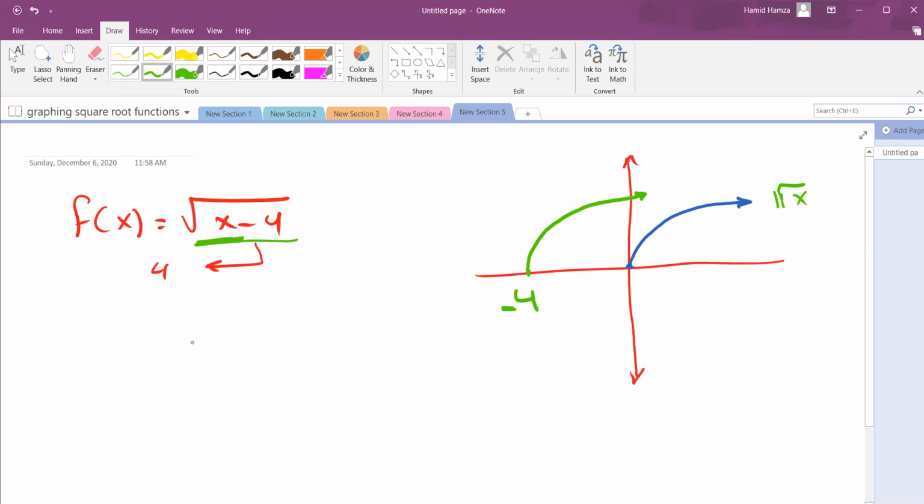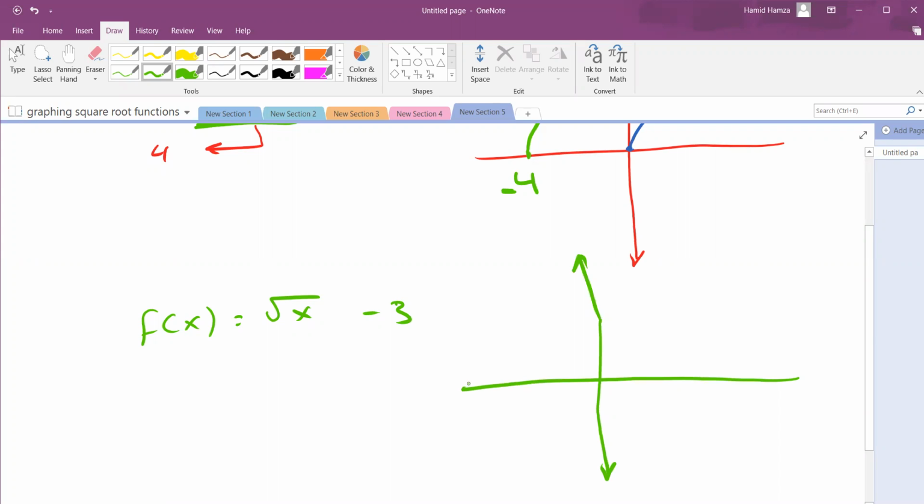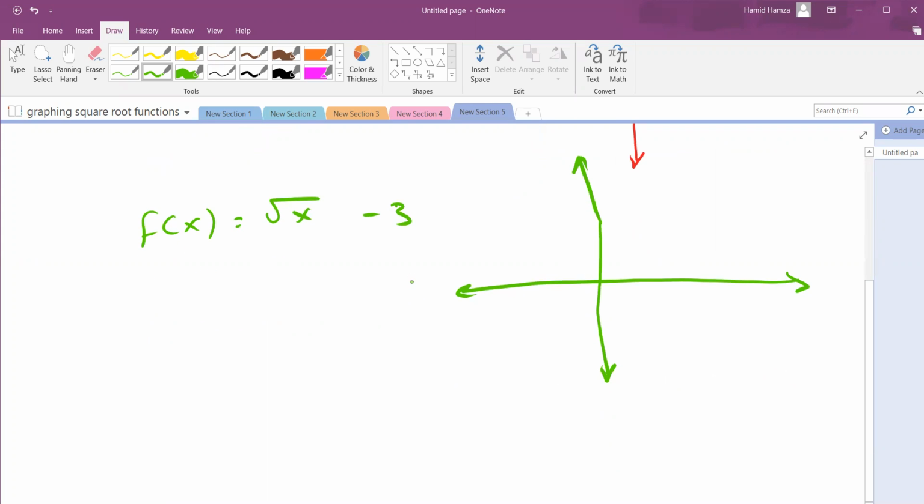Okay, so what if I give you a function like this? f of x equals root x minus 3, like this one. That means this function translates up, down, right, or left. What, guys? Yes, what's the translation here? Can you describe the translation?